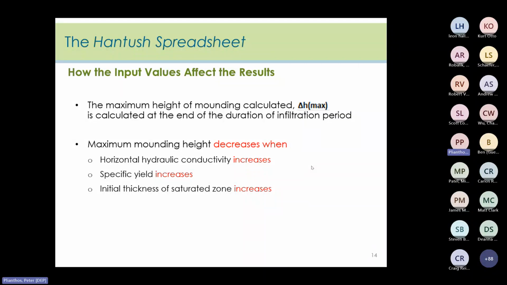There are some other important relationships to understand. Delta H max is the maximum height of the mounding, and the value calculated by the hand-touch spreadsheet is that which occurs at the end of the duration of infiltration period. This is explained on page 17 of chapter 13. However, the hand-touch spreadsheet does not further calculate the mounding as it spreads out over time. We'll talk about this further in just a moment. Also keep in mind, a lower mounding height will happen when horizontal hydraulic conductivity increases, specific yield increases, and the initial thickness of the saturated zone increases.